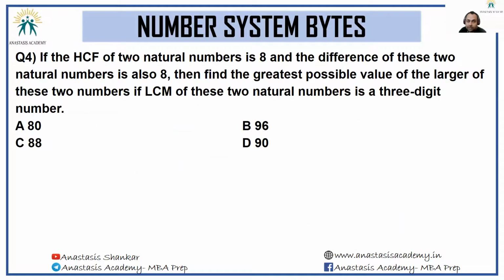Next question. If the HCF of two natural numbers is 8 and the difference of these two natural numbers is also 8, then find the greatest possible value of the larger of the two numbers if the LCM of these two natural numbers is a 3-digit number.